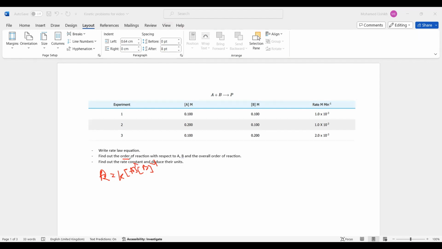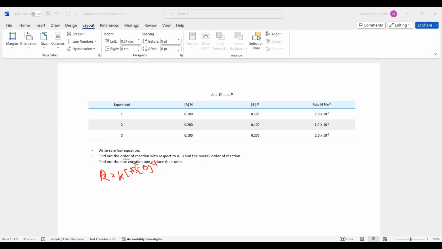So the order of reaction in this case of A and B: X will be the order of reaction with respect to reactant A, and Y will be the order of reaction with respect to reactant B. Order of reaction means how much the concentration of a certain reactant will impact the rate of the chemical reaction. So let's see what strategy we can use in order to find X and Y.